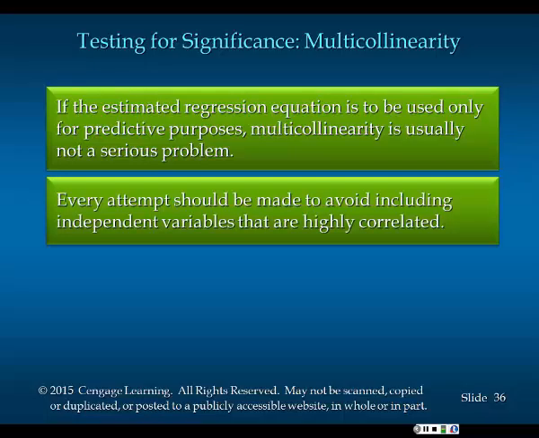Right? Every attempt should be made to avoid including independent variables that are highly correlated. The easiest reason for not wanting to do that is you're just getting redundant information. Right? If two variables are correlated at 70%, or even worse, 90%, that means you're already getting that same information from another variable. So why include both of them?